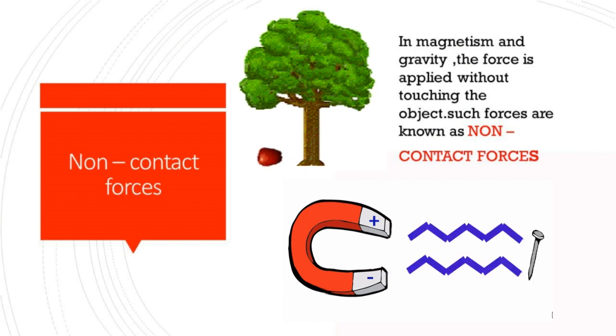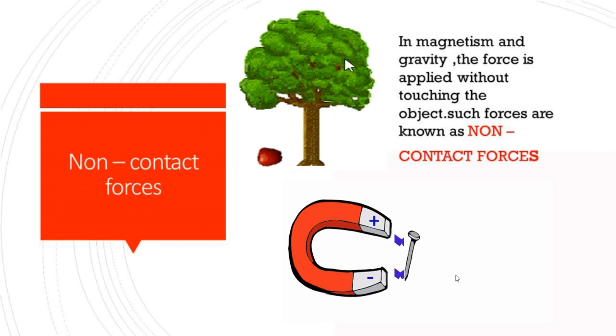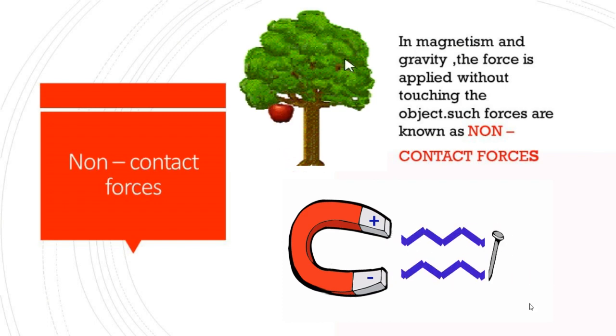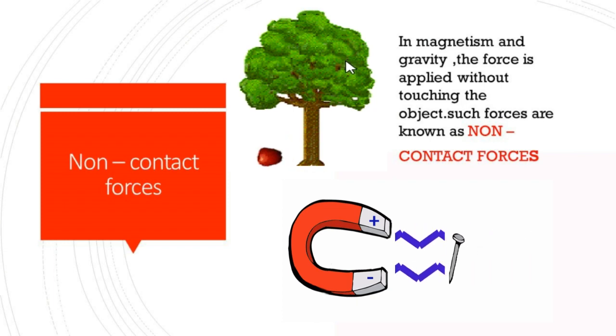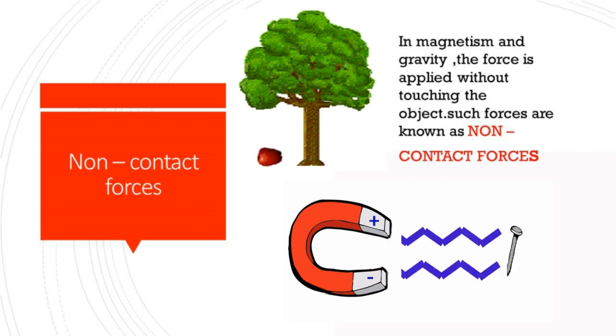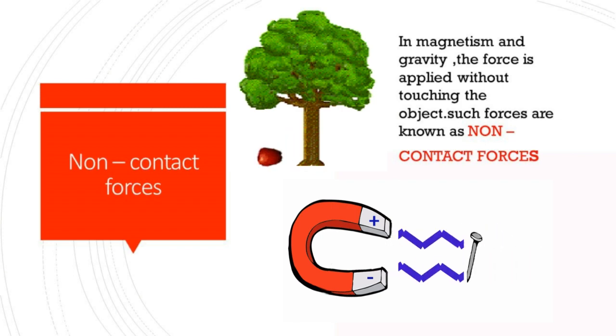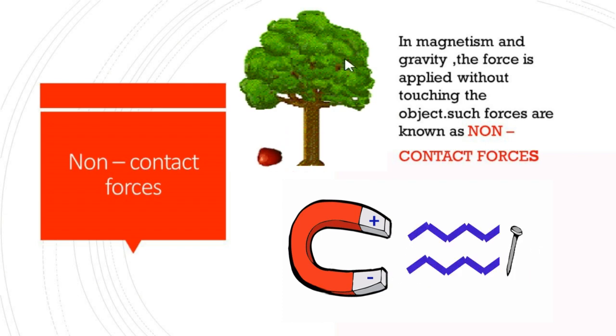Next, bring a magnet near a small iron nail. Suddenly, the nail jumps into the air and sticks to the magnet. Observe that the magnet and the nail did not touch each other. Still, there was a pulling force that made the nail jump towards the magnet. In these two examples, the force is applied without touching the object. Such forces are known as non contact forces.